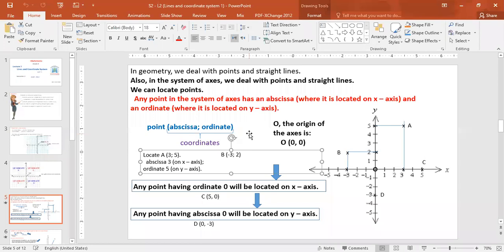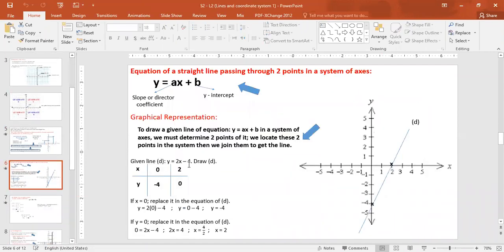We said, Alex, that every system of axes has an origin. Can you tell me what are the coordinates of the origin? 0, 0. It has an abscissa 0 and an ordinate 0. Thank you, Alex. Amir, if I'm locating points in a system of axes, suppose I gave you a point having abscissa 0. Where should this point be located? It will be located on the y-axis. Thank you, Amir. Kalam, if a point has an ordinate 0, where should it be located? On the x-axis. Thank you.